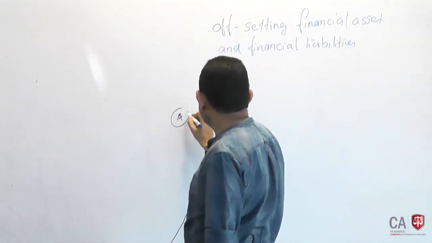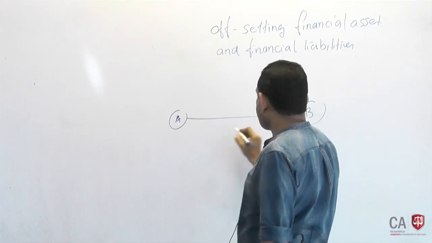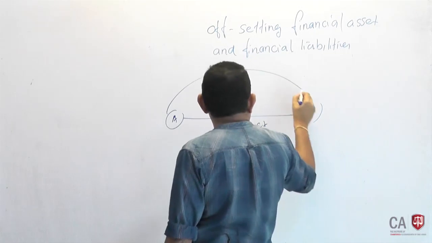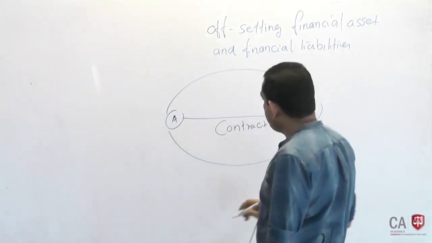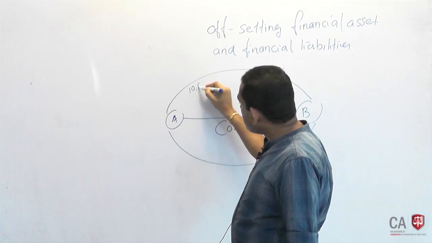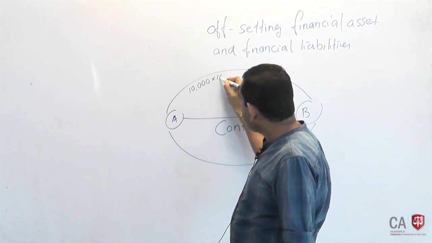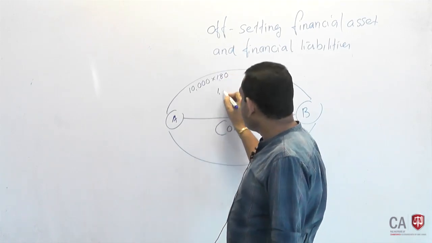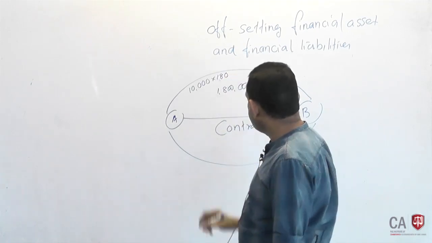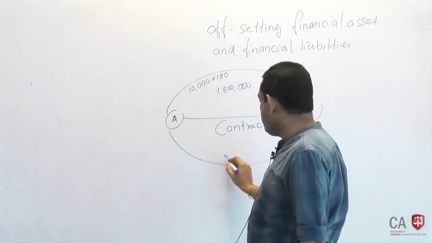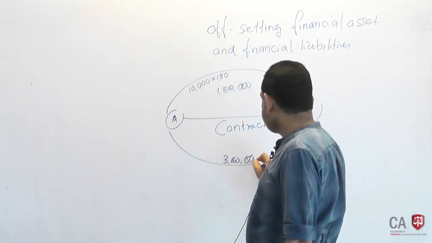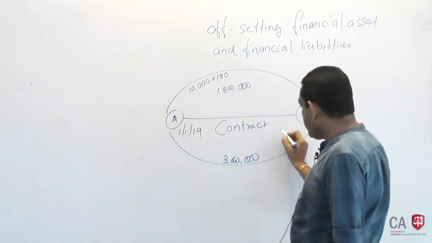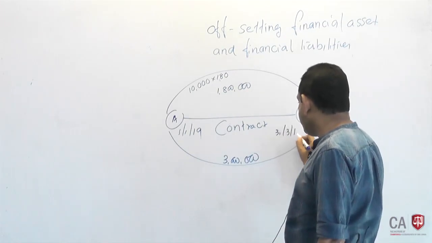A entered into a contract with B. What is it for? A promised to transfer the rupee value of $10,000. Now, the rupee value of $10,000 is 1.8 million. B promised to transfer 3 million rupees. The contract date is 1st January 19, and the exchange has to take place on 31st March 19, in 3 months' time.